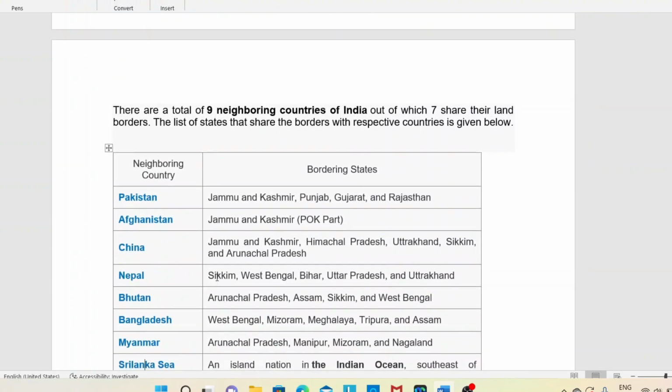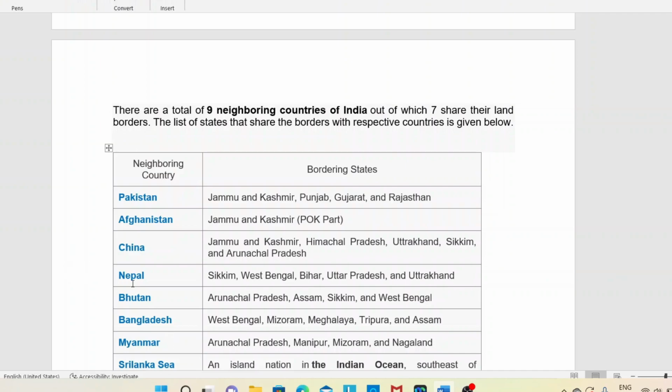Another one is Nepal. Nepal shares a border with Sikkim, West Bengal, Bihar, Uttar Pradesh and Uttarakhand.